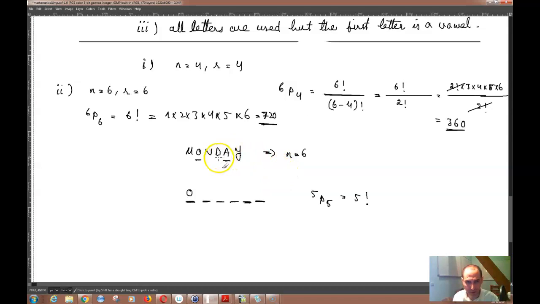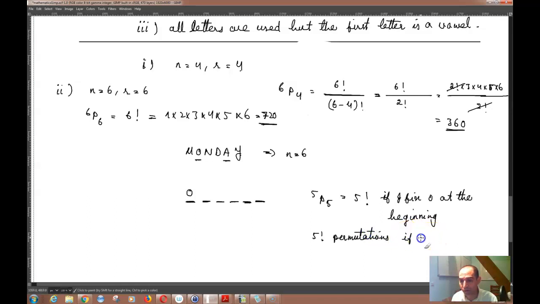Now, since I can fix O at the beginning, I have 5 factorial permutations. If I fix O at the beginning, I would have the same number of permutations, 5 factorial permutations, if I fix A at the beginning.